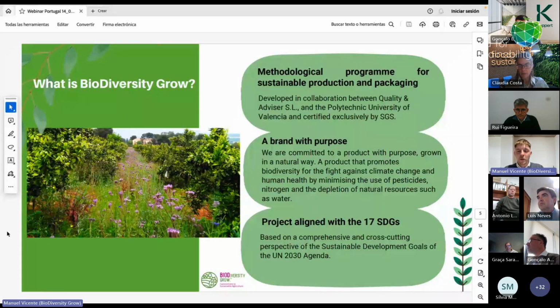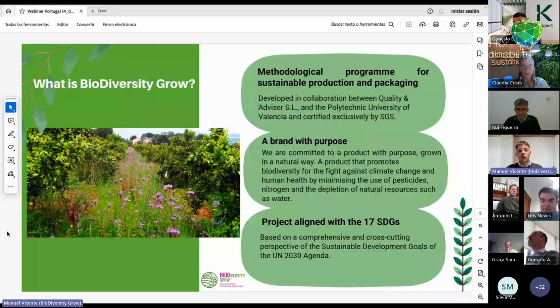But we say that it's a brand with a main purpose. We are firmly committed to a final product that fosters and promotes biodiversity and the functional fauna, as our colleague Gonçalo said before, against the application of pesticides, because we think that it is a product that at the end is so much better for the final consumer, more aligned to the 2030 agenda of the United Nations, but above all a final product that is more respectful with our atmosphere, fighting against climate change, and also against drought and the depletion of natural resources such as water.